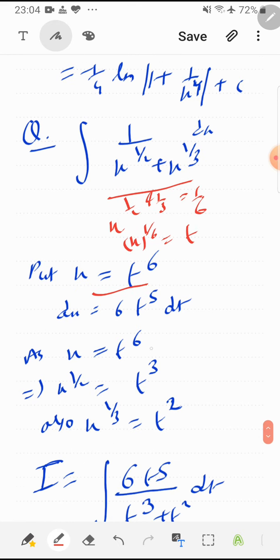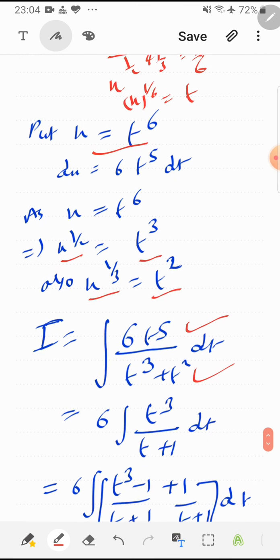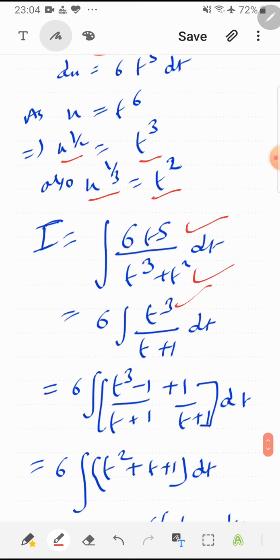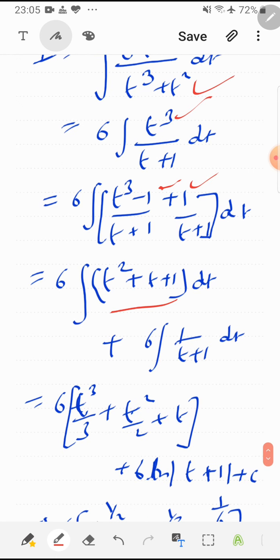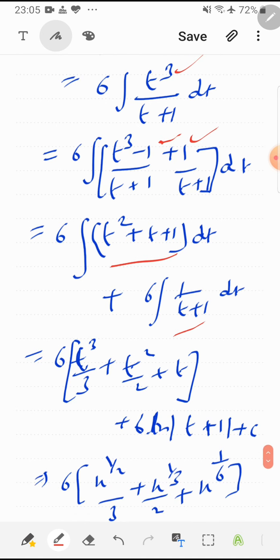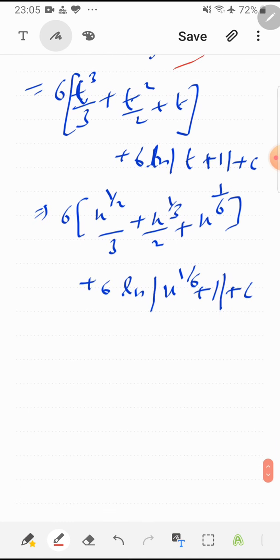So now x is t raised to the power 6, so x raised to the power half is t cube, and x raised to the power 1 by 3 is t square. So putting all these values here, now we are in the situation where the numerator has a higher degree, so we can use long division, or to avoid long division we can add and subtract 1, then split the fraction and use the formula a cube minus b cube, and we are left with one expression t square plus t plus 1, and the second is 1 by t plus 1. So the first can be integrated with the help of the power rule, and the second is simply log mod t plus 1, and finally we can resubstitute t in the form of x.